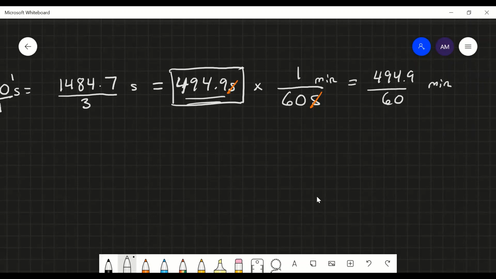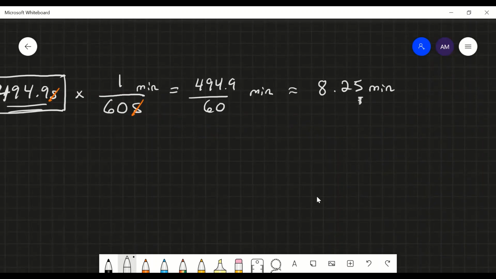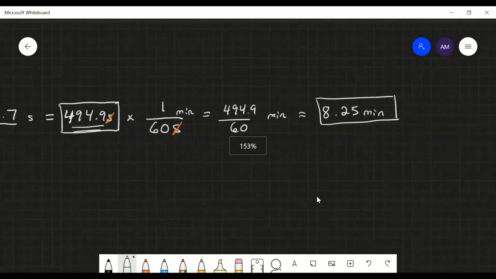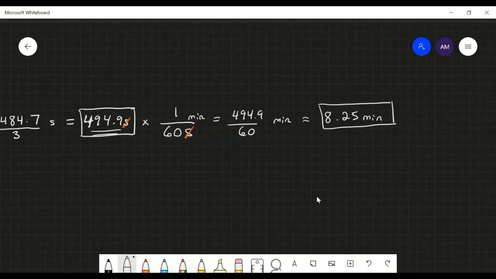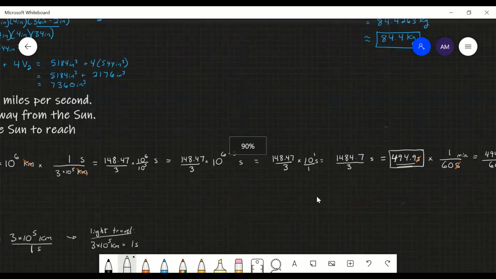minutes. Then all we have to do is figure out, well, how many minutes is that? Put that into your calculator. I'm getting about 8.25 minutes if you round at the nearest hundredth right here. So that's how long it seems to take. It takes about 8.25 minutes, which is surprisingly long. You'd expect light from the sun to reach Earth pretty quickly, but it actually takes more than 8 minutes. And that just goes to show you how incredibly far away the sun is from the Earth.